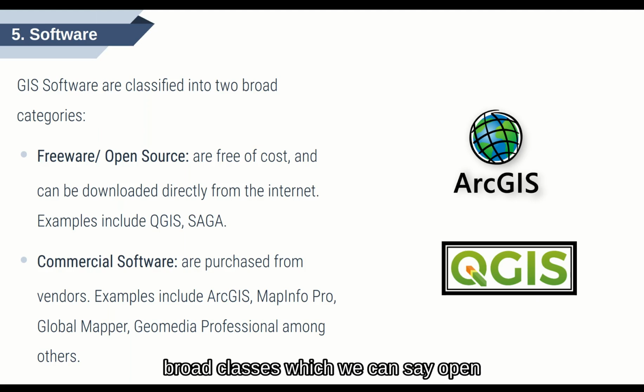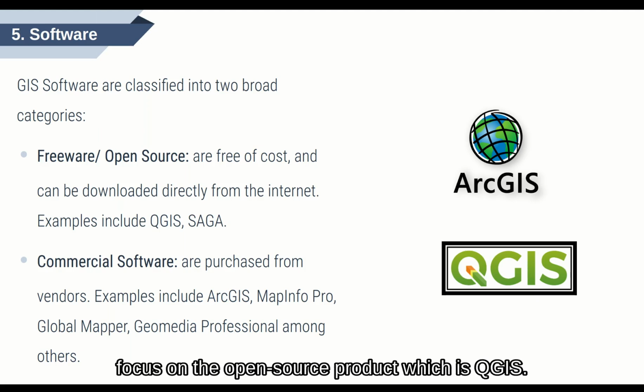We have the 2 broad classes, which we can say are open source and commercial. So when you look at the commercial class, we'll find the popular ArcMap or ArcGIS software. It's very powerful, and if you've not checked about it, you can also read about it. But in this course, we are going to focus on the open source product, which is QGIS.